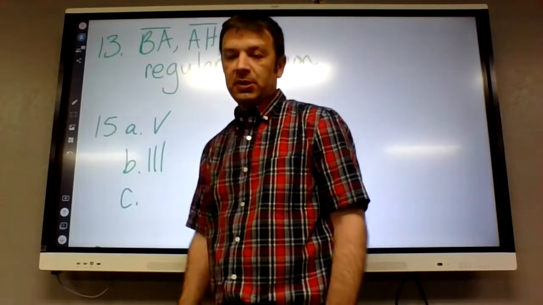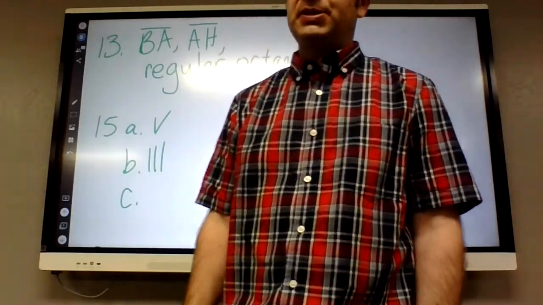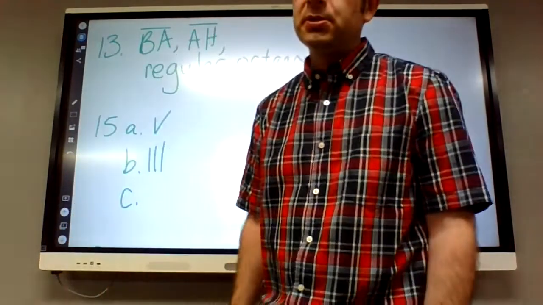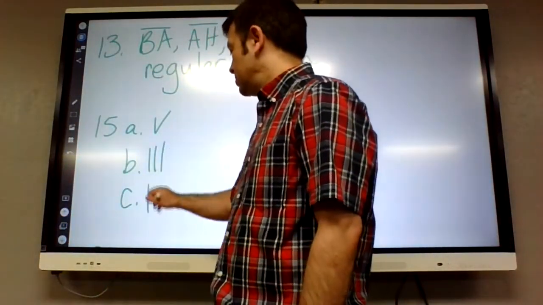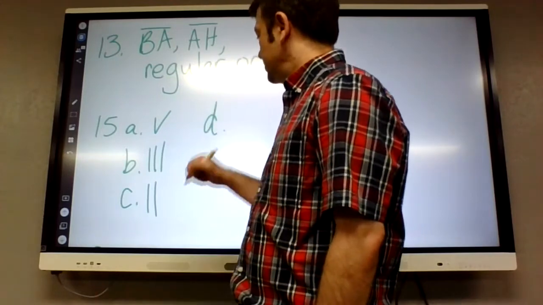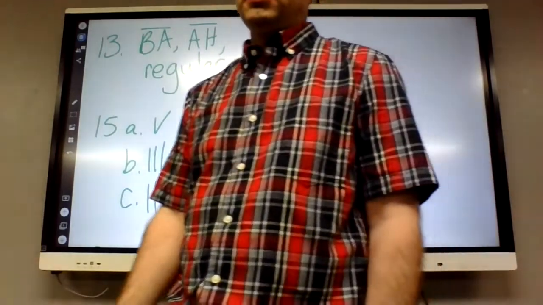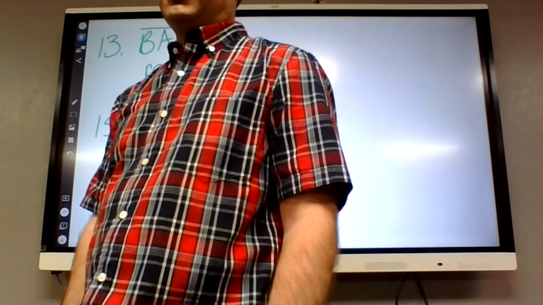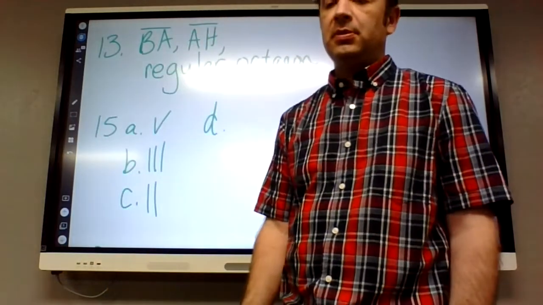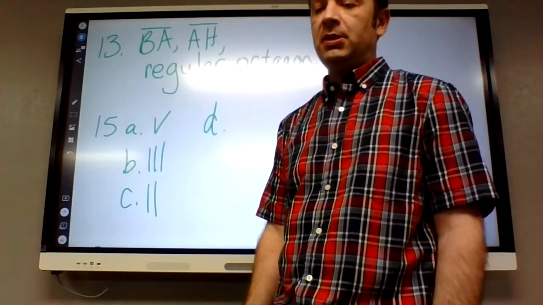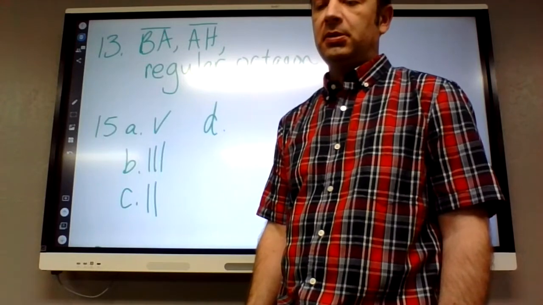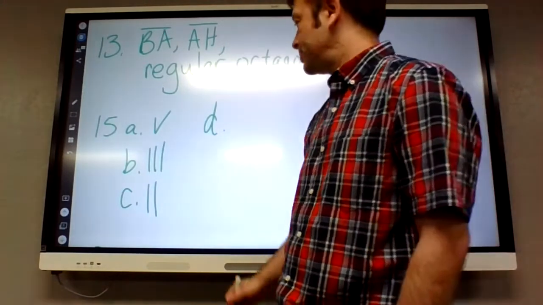Three in Roman numerals. C says just X. X is the what? Center. That's option two. D, what did we say that was with that symbol, with the curve symbol over the AD? Arc. Arc AD. So that's option one.